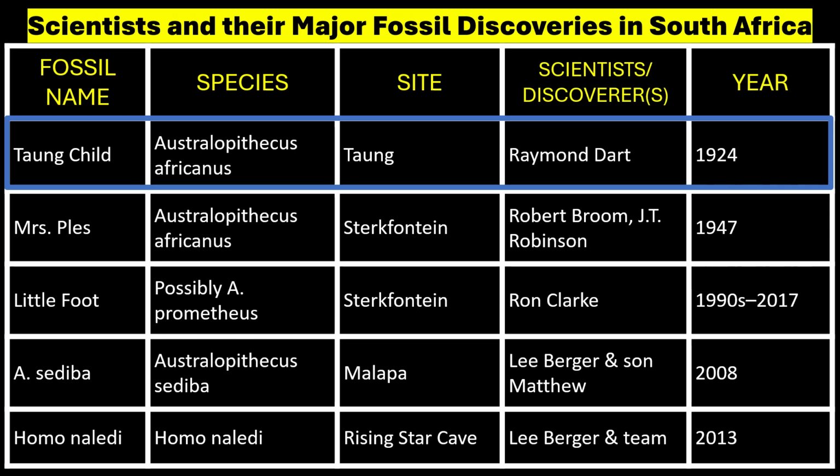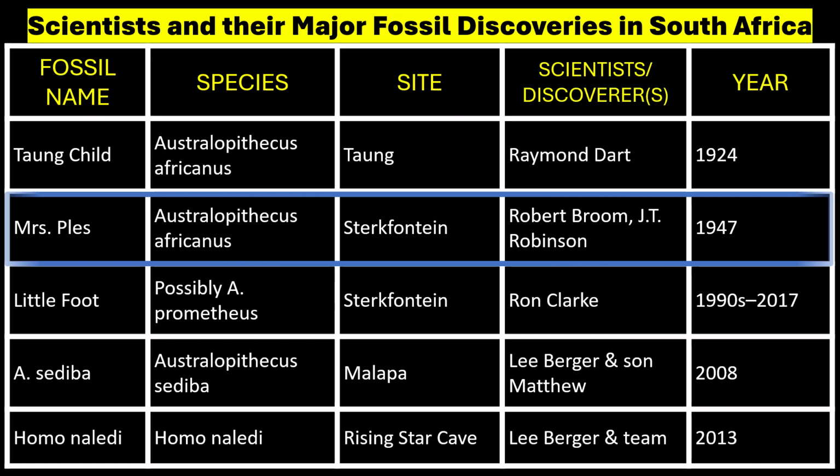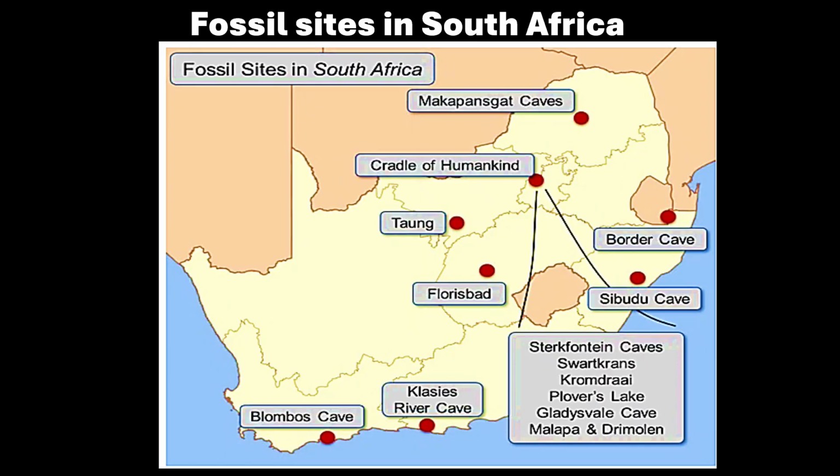So we have the Taung Child, called Australopithecus africanus. It was found in Taung, discovered by Raymond Dart around 1924. These are multiple choice questions or written questions, something you can't ignore. We have Mrs. Ples, Australopithecus africanus. It was found in the Sterkfontein cave, discovered by the following scientists, Robert Broom and J.T. Robinson, around 1947. Then we have also Littlefoot, which was also discovered some years later.